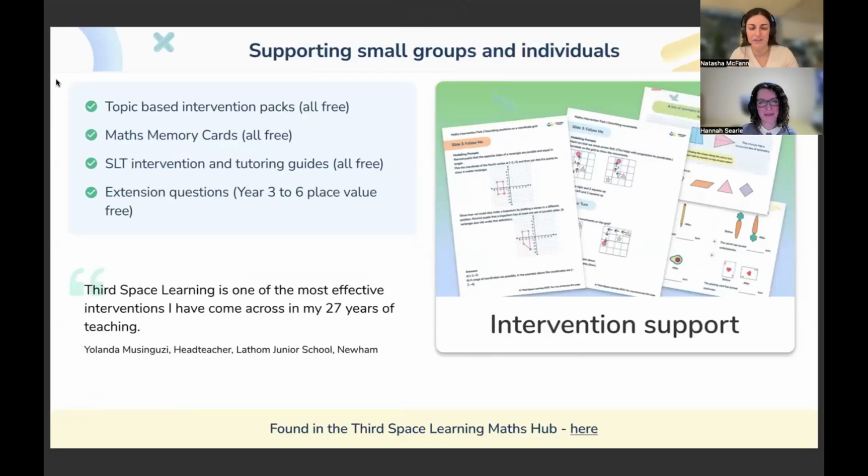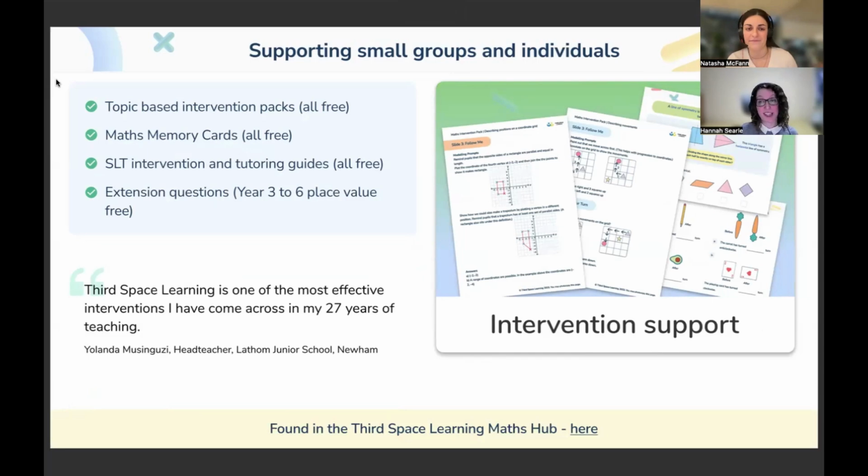Okay, moving on to support that we can help with outside of the classroom. So we are an intervention company, so we do this really well and have done this for a really long time, providing resources that are different to what you'd be doing in your normal lessons. They're specifically designed for interventions. Can you talk us through what we've got here?